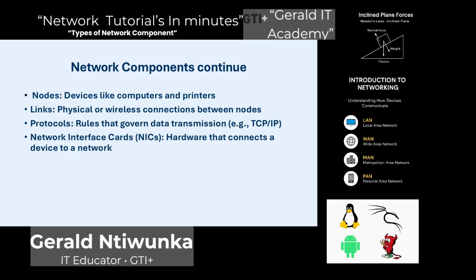Now, the links are the physical or wireless connections between the nodes. Then the protocols, as I said earlier, are rules that govern data transmission. Example, TCP/IP. Then we have the network interface card, which is NIC. This is a hardware that connects a device to the network.